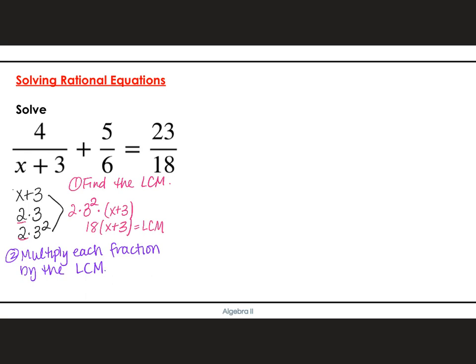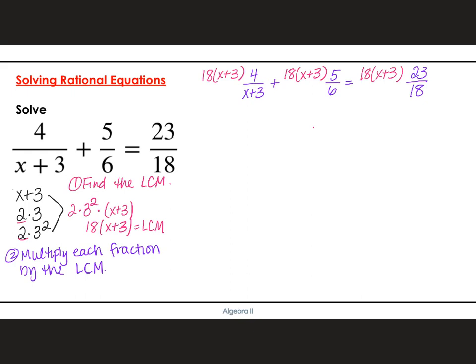Okay, so that means we're going to have our LCM, which is 18 times x plus 3, and that's going to be multiplied by 4 over x plus 3, and then plus 18 times x plus 3 times 5 over 6. And that's equal to 18 times x plus 3 times 23 over 18. So if you notice in purple, I have my original, and then I'm multiplying each of them by the least common multiple, which is 18 times x plus 3.